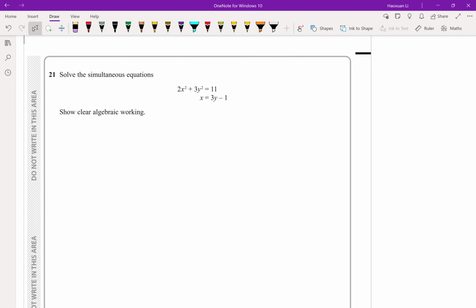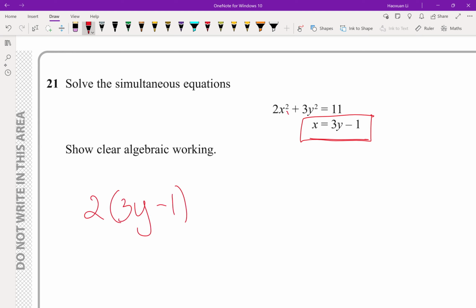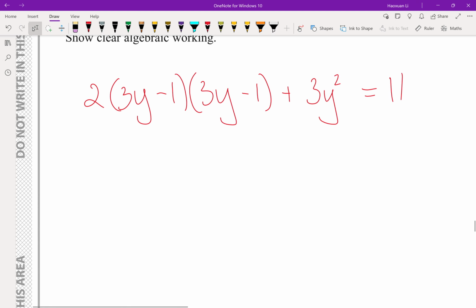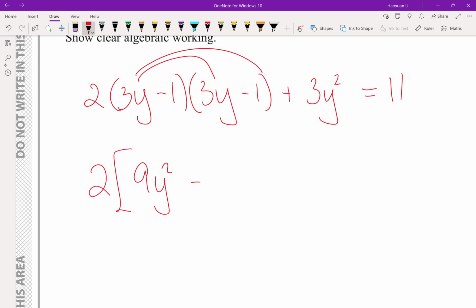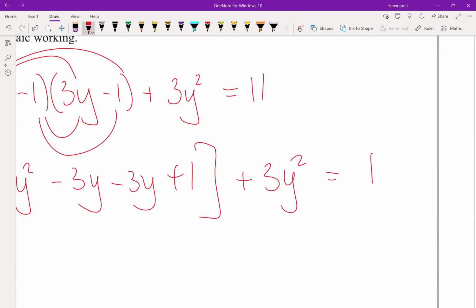Question 21. Solve the simultaneous equation and show clear algebraic working. So you can simply just plug this one into here. That'll be 3y minus 1. Don't write square here because you have to simplify it anyways. Equals 11. Now expand the bracket. So that'll be 9y squared minus 3y minus 3y plus 1, and plus 3y squared is equals to 11.